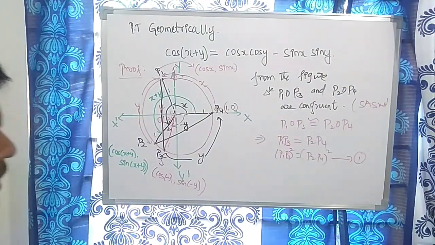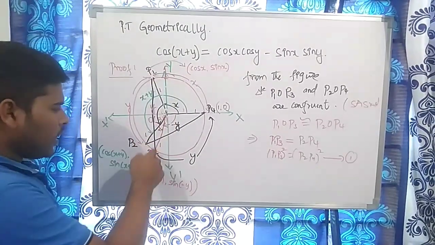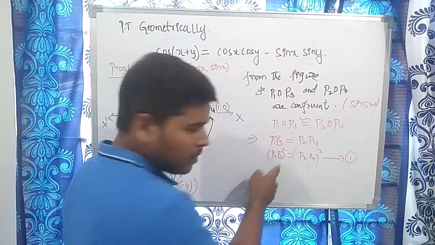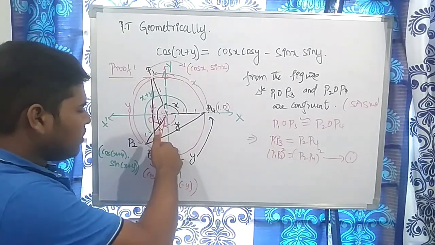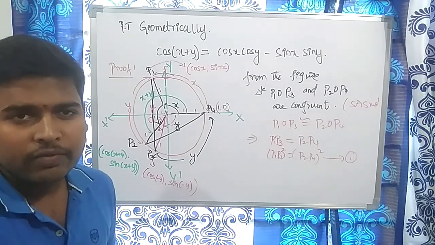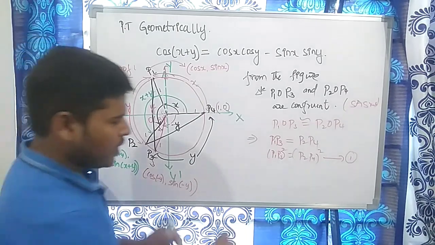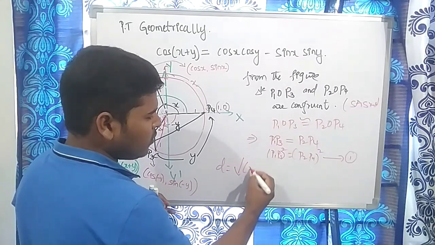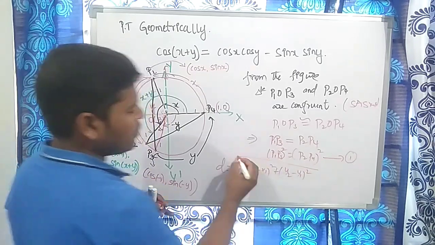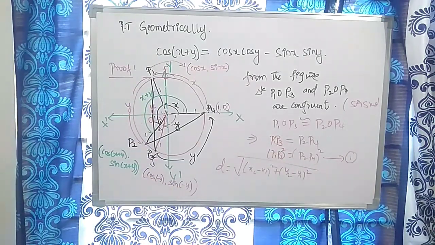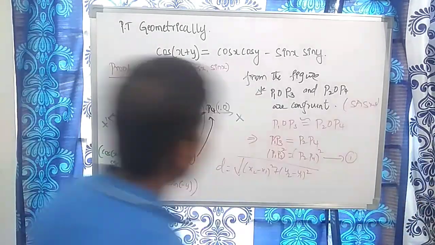Now observe here, P1 is there, here P3 is there. P1 P3 is one line. We know the distance between P1 and P3. We have a formula to find the distance between 2 points: square root of x2 minus x1 whole square plus y2 minus y1 whole square. By using this formula, we can find the distance between P1 P3 and P2 P4. Please pause the video and note it down.